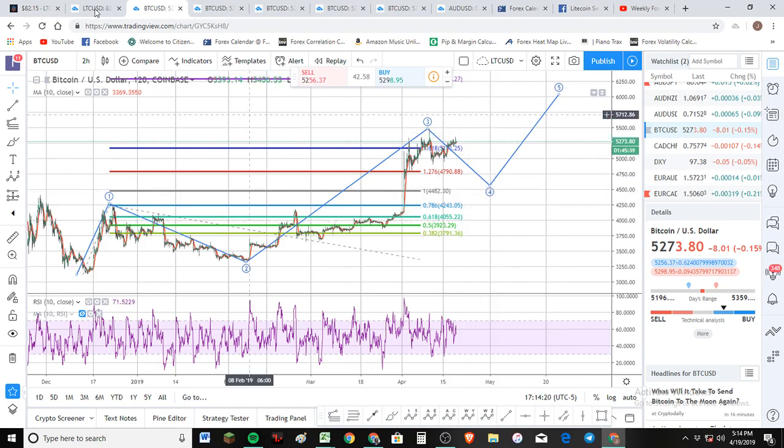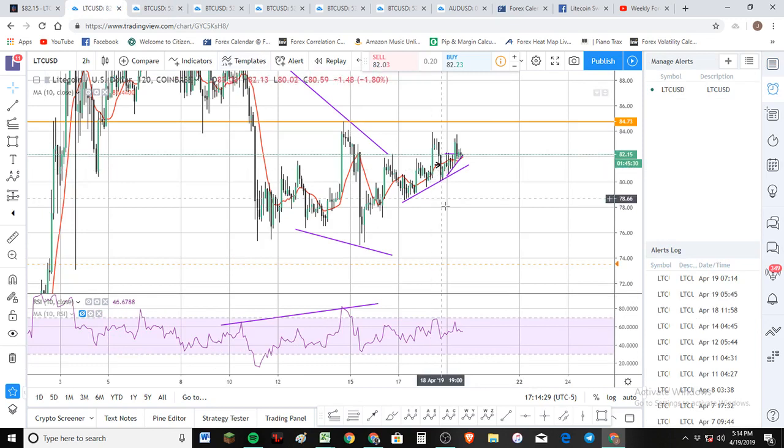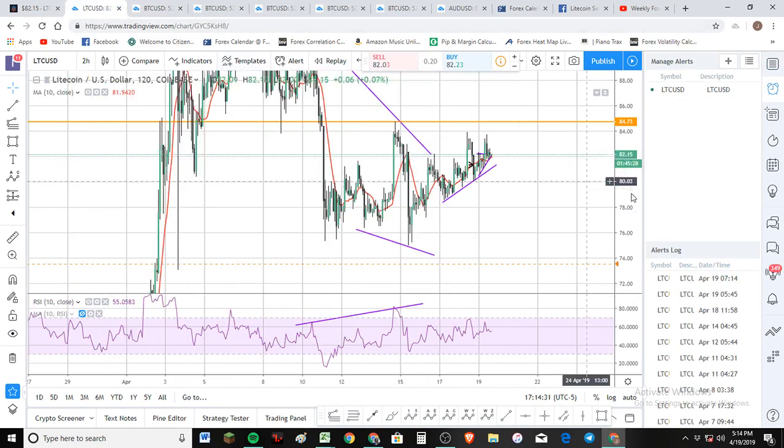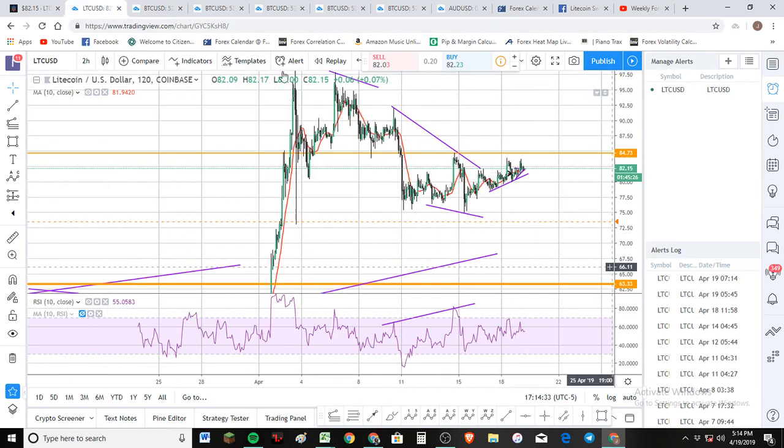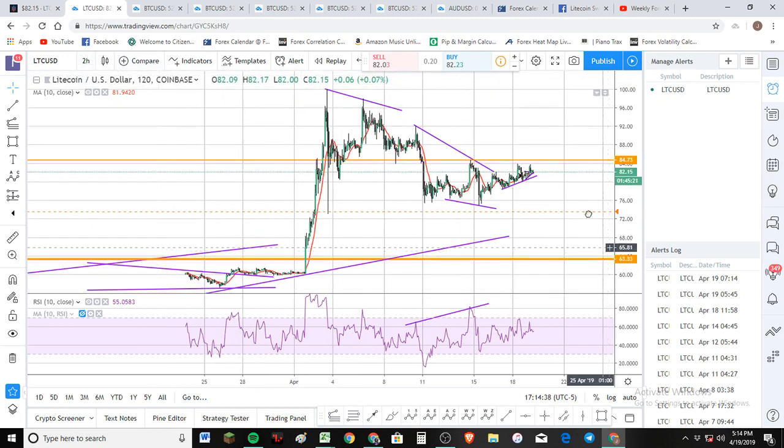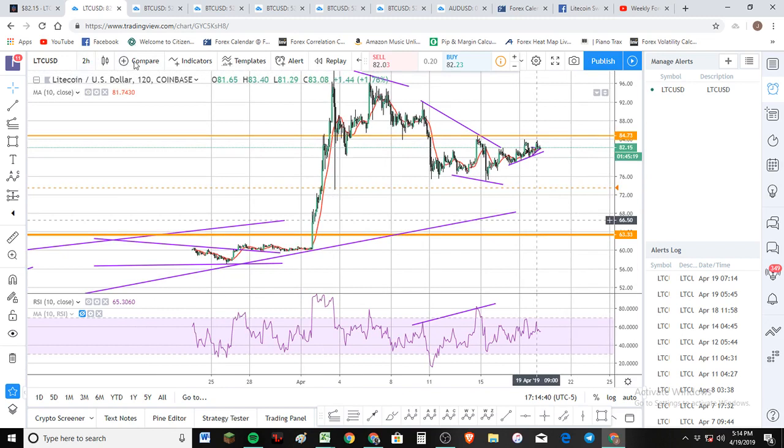Okay, let's move over to Litecoin. So projected target 4,600 in that ballpark, heading up to $6,000 or so. All right, Litecoin. I didn't prepare the charts as well on this one, but I want to show you the divergence on the chart as well, just so you can understand. This is the 2-hour chart.